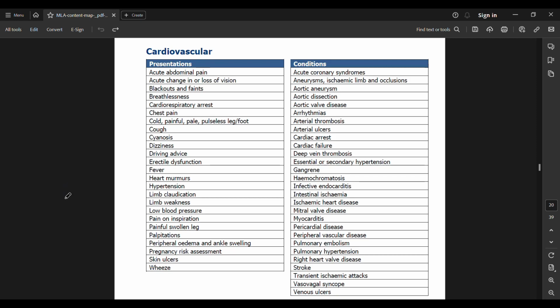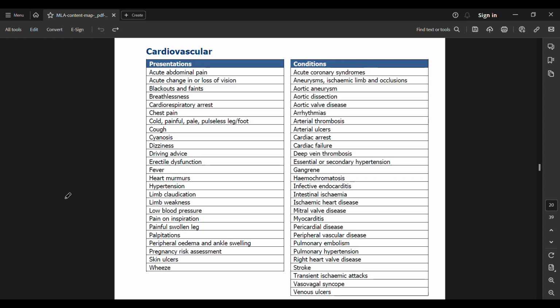Now, IMGs are international medical graduates who have their PLAB exams booked. You got an email from the GMC saying that after the 17th of May 2024, whether you sit for your PLAB 1 or PLAB 2, your exam will be created using the MLA content map instead of the previously used document, which was the PLAB blueprint.